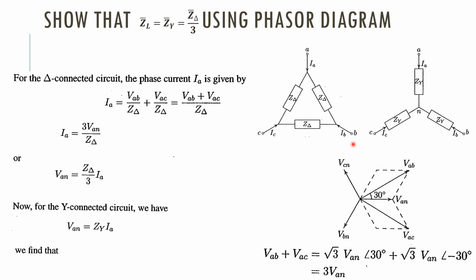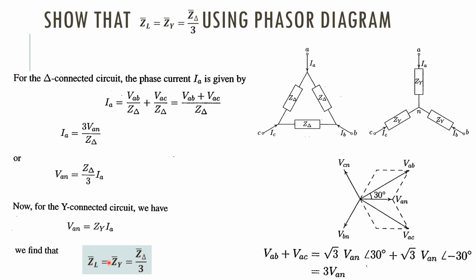Therefore, if you consider the star connection, we can write VAN equal to ZY into IA, right? There is no more current, right? VAN equal to ZY into IA. So we can find that Z delta over 3 is equal to ZY, right? Actually, earlier we found that ZY is the ZL, right? So ZL is equal to ZY equal to Z delta over 3.